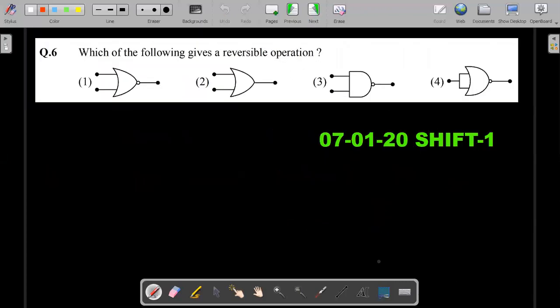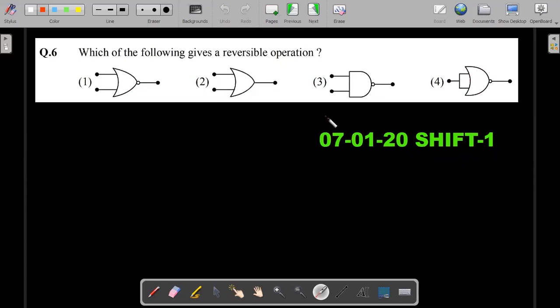Let's move ahead. This is another question that students found slightly out of the NCERT textbook. So let's see what is meant by this. Which of the following gives a reversible operation? You need to know what is meant by a reversible operation in a logic gate system. He has given a NOR gate, an OR gate, a NAND gate, and a NOT gate, which has only one input and one output. You want to give it a try? Just pause. Let's go ahead.